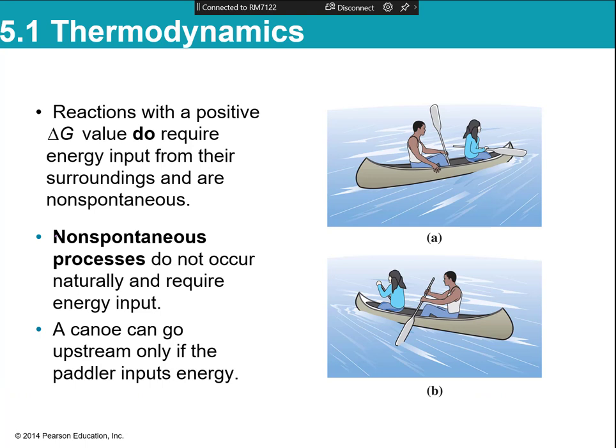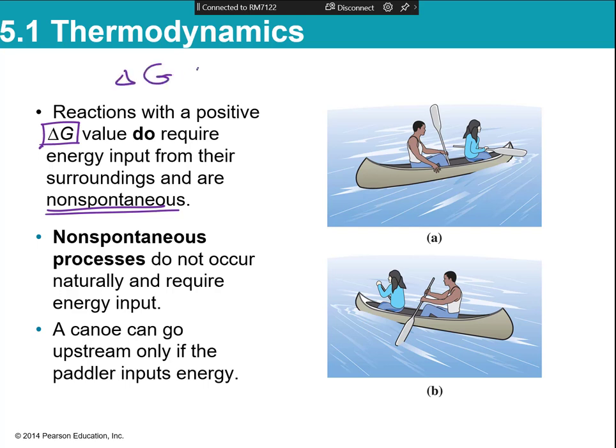And I kind of like their analogy. They're saying, okay, think of a positive delta G as not spontaneous. It's sort of like a canoe trying to go upstream. It's not going to go upstream on its own. Instead, the only way you're going to get that to happen is you're going to have to pedal like mad, right? They require energy from the surroundings, or you're going to have to add energy in to get them to happen.